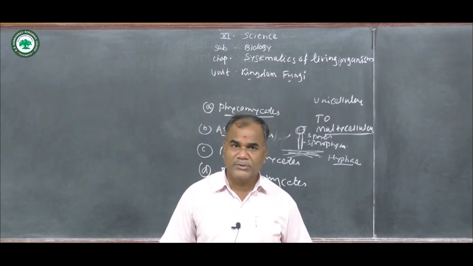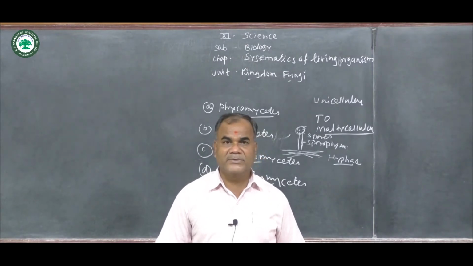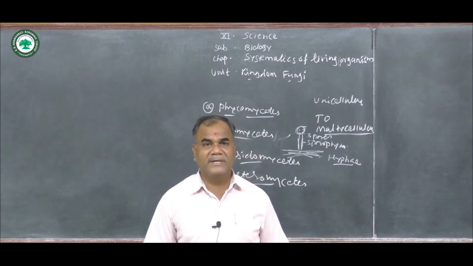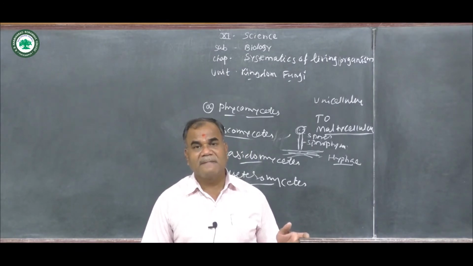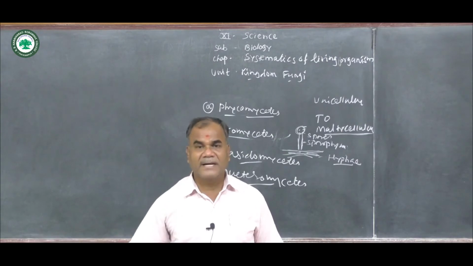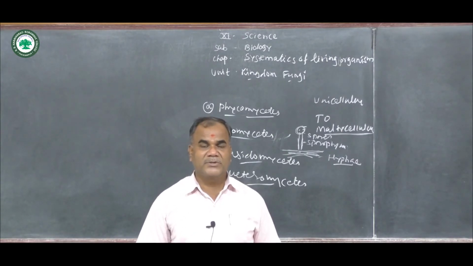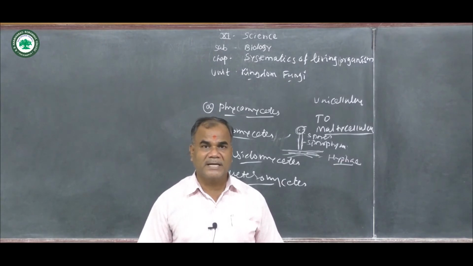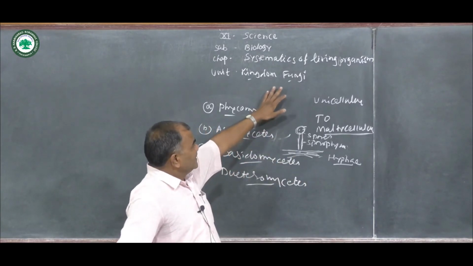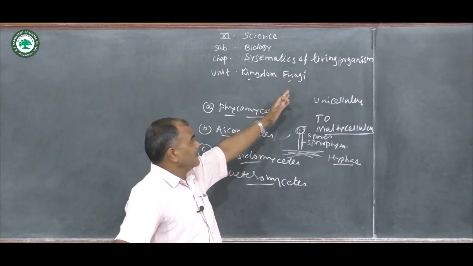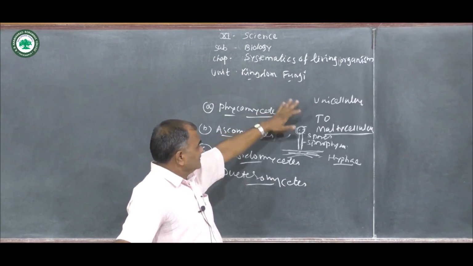Yeast-like fungi are unicellular fungi. They are used in the bakery industries as well as beverage industries, that is fermentation industries, and some fungi are edible. That is, some mushrooms, button mushrooms and many types of mushrooms are edible. They are used in the diet of mammals. Today we see only these, the saprophytic or parasitic fungi. These are their types.